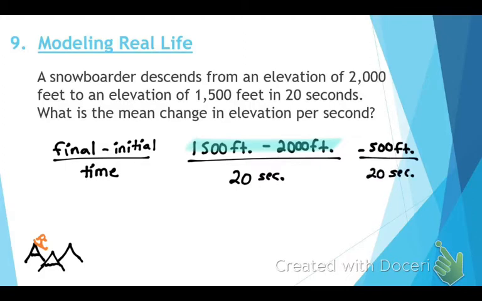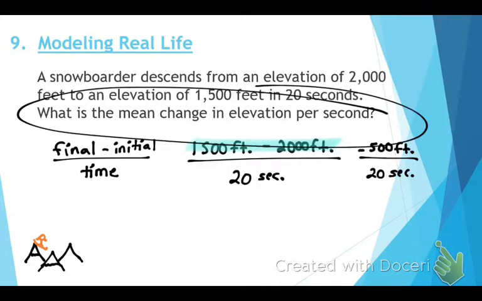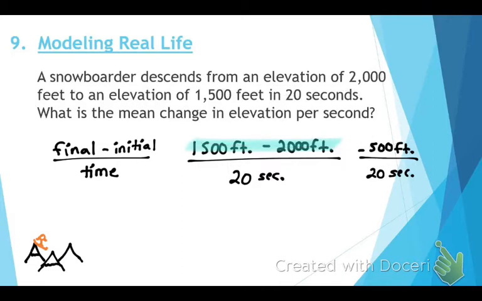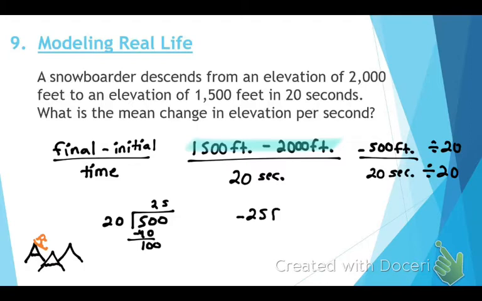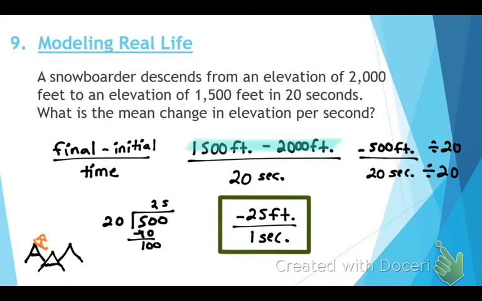But if it ever comes back and it asks you what's the mean change, that means I want to know not in 20 seconds, but in 1 second. So what could I do to get that answer? Divide by 20 on top and bottom. Okay, so if you were going to divide 500 divided by 20, you would get 25, okay? So this means it's going down 25 feet per second. All right, make sure you've got the units attached, feet per second.